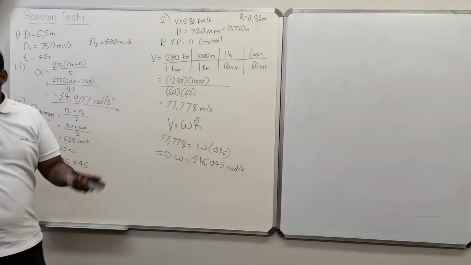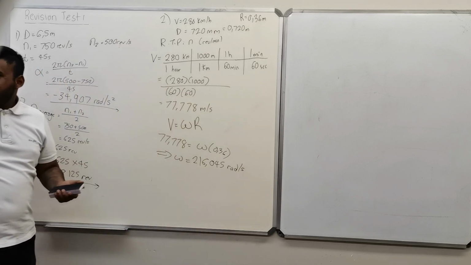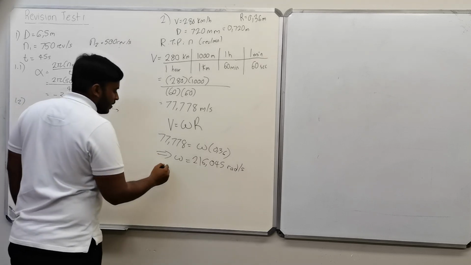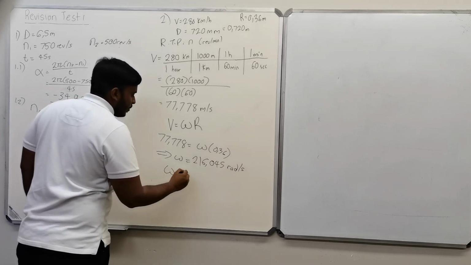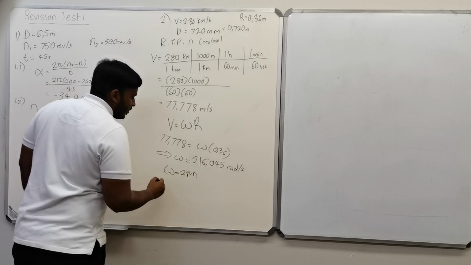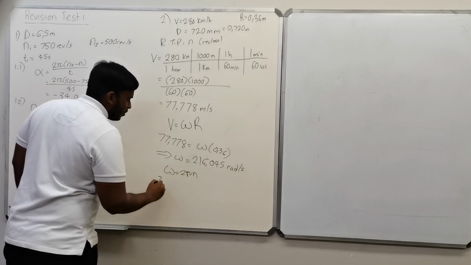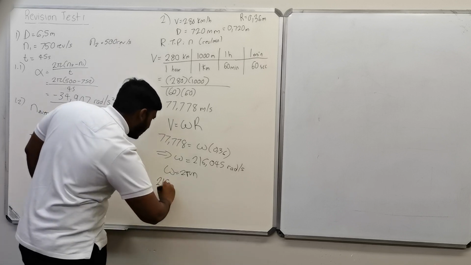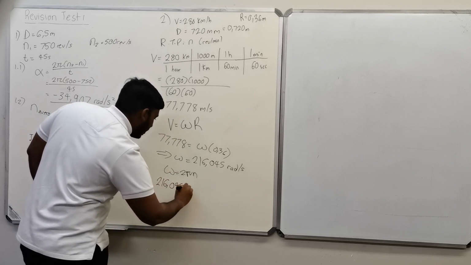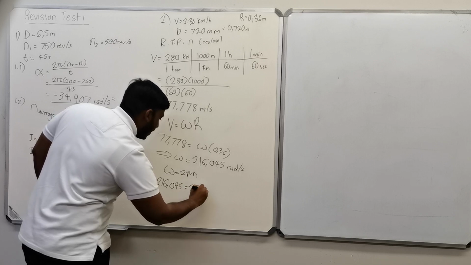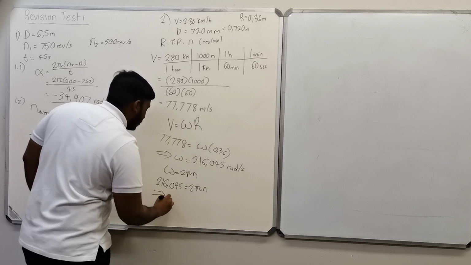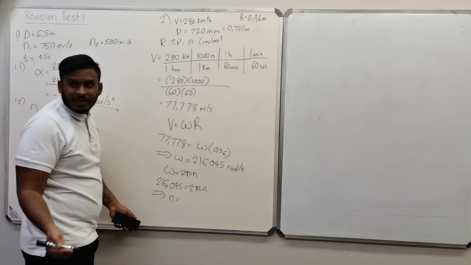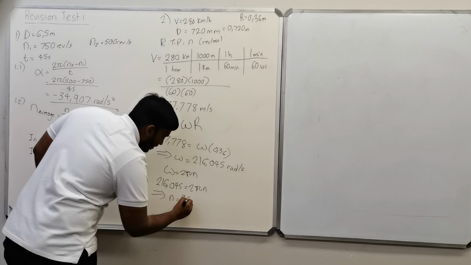Now using that, we work out the rotational speed. ω is equal to 2πn. So 216.045 is equal to 2πn. Therefore, n is equal to ω over 2π. That gives 34.38 revs per second, right?